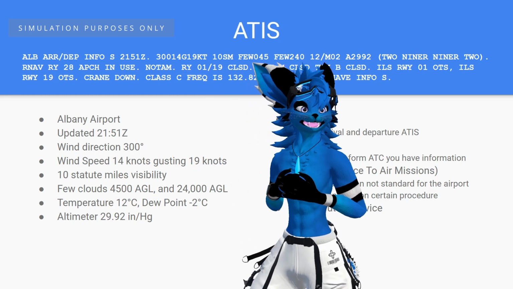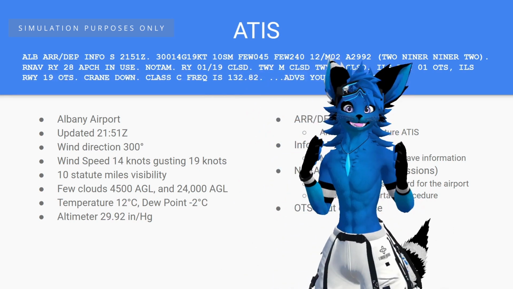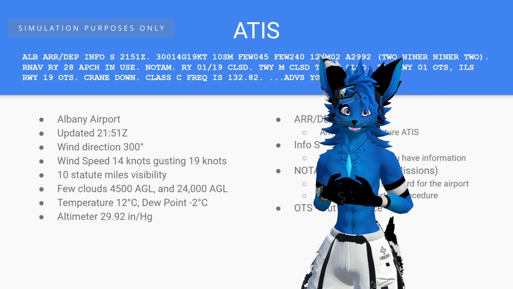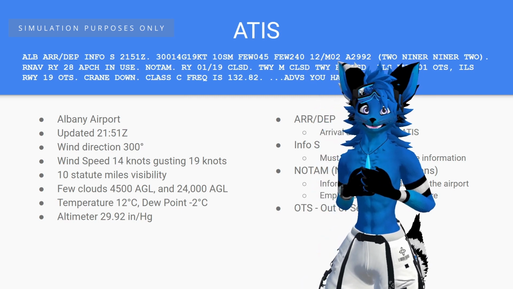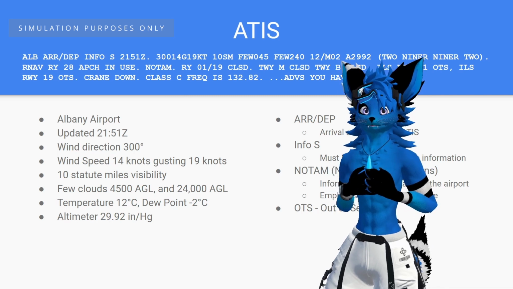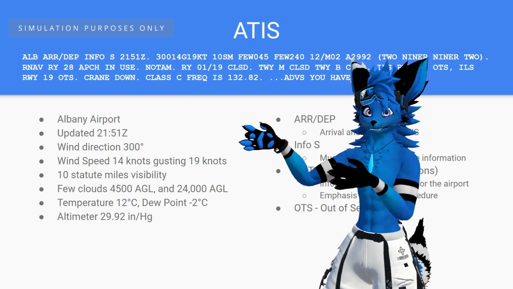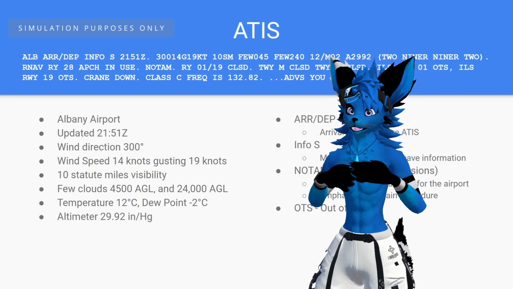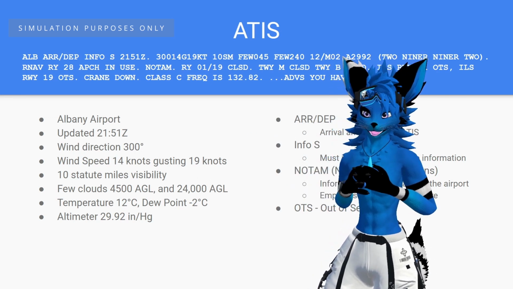Class Charlie frequency is 132.82. So when you get into the Class Charlie airspace, that is the frequency that you are going to be contacting the controllers on, and advise you have information Sierra. That means that when we call up air traffic control, we are going to tell them that we have information Sierra. That way they know this is the current information that we're operating under, and if we don't have the most up-to-date one, the controllers will easily be able to identify it.